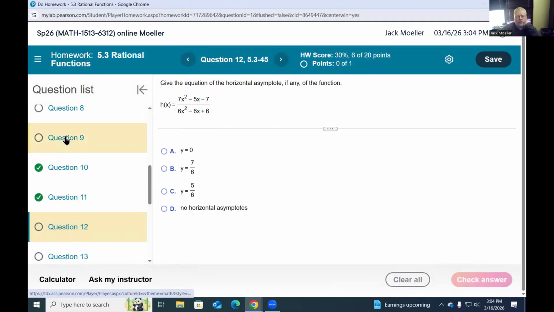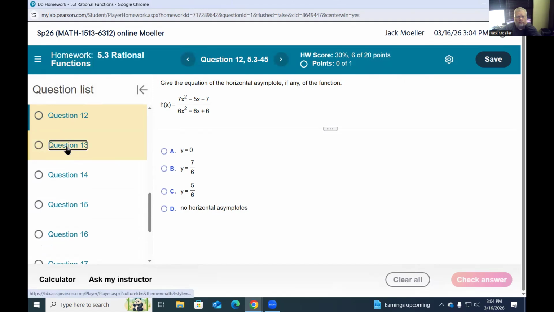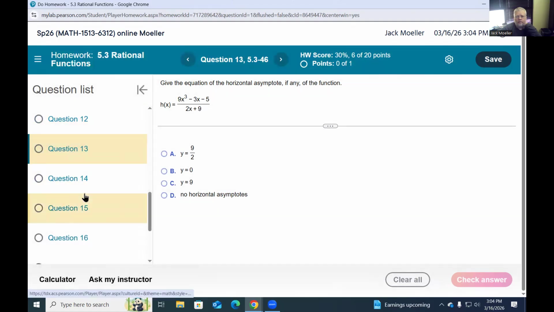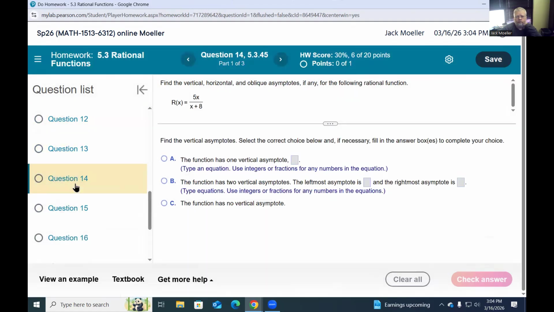All right, so there are some that are just, what's the vertical, what's the horizontal, just piece by piece. Okay, now they're starting to put together a little bit more. Now they want vertical and horizontal. Now, when I say horizontal and oblique, it's either they have horizontal, and then it's either at y equals 0 or y equals the coefficients, or there's no horizontal and then there is an oblique. Okay, so remember, for horizontal and oblique, it's either one or the other, not both.